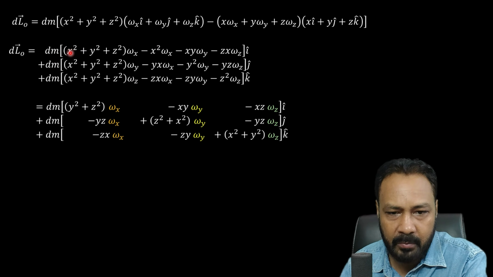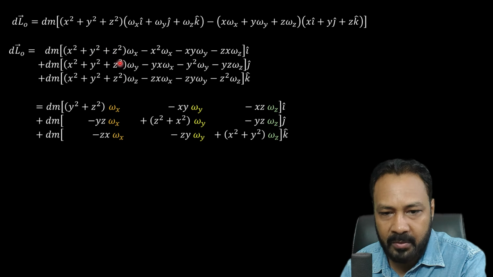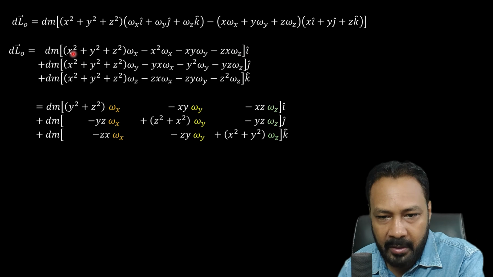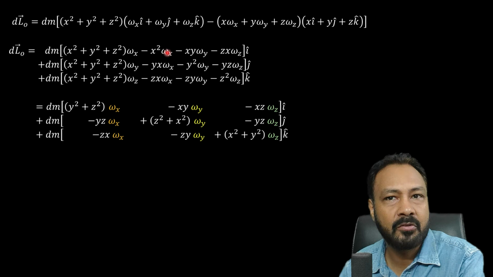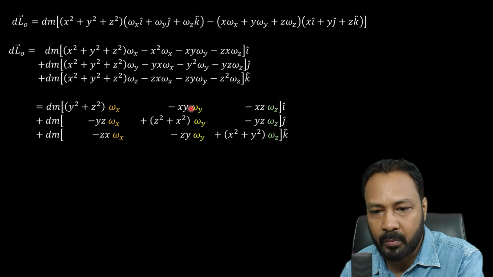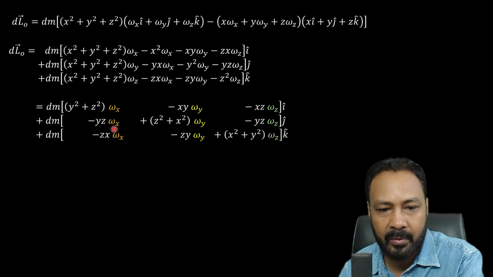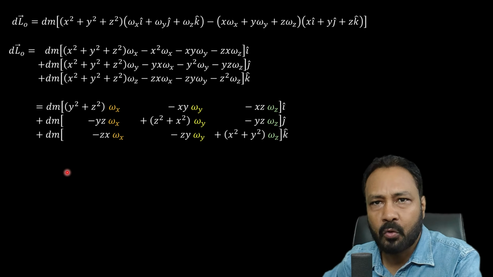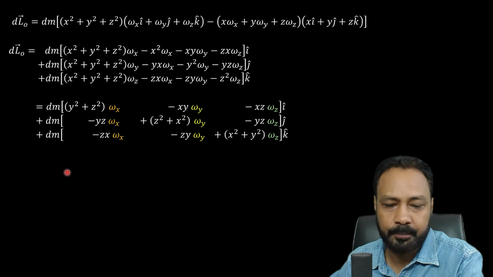So this is dm times x square plus y square plus z square omega x. All the omega x terms I am clubbing together. Here the x square and this x square get cancelled. So I will get y square plus z square omega x, minus xy omega y, minus xz omega z, all in the i cap direction, and similarly the other terms. So this is what we get. If I integrate this whole thing, I will get the total angular momentum about O.